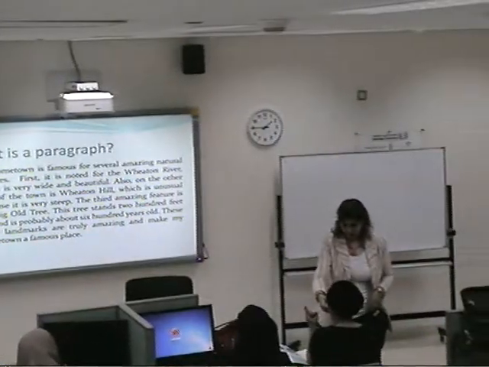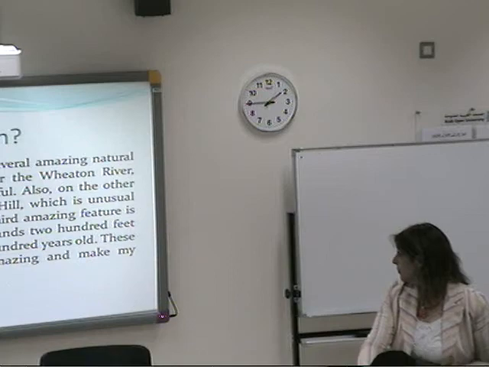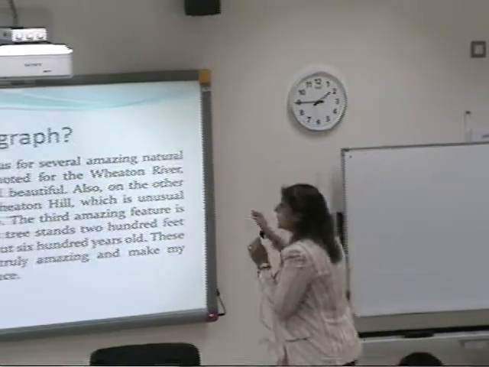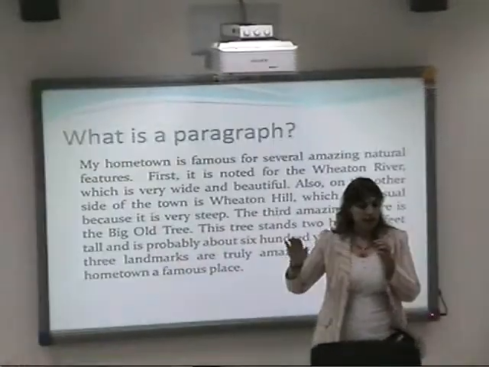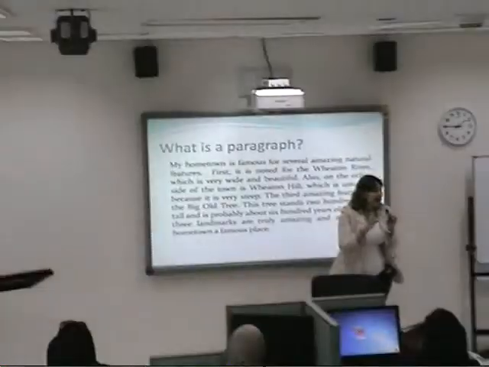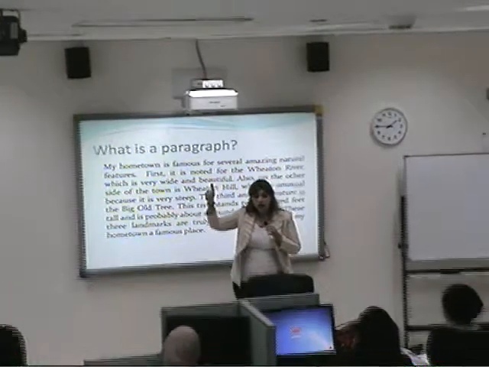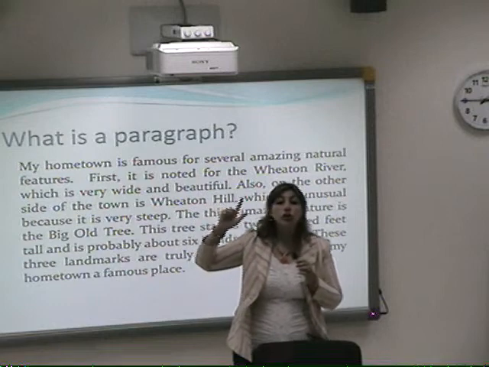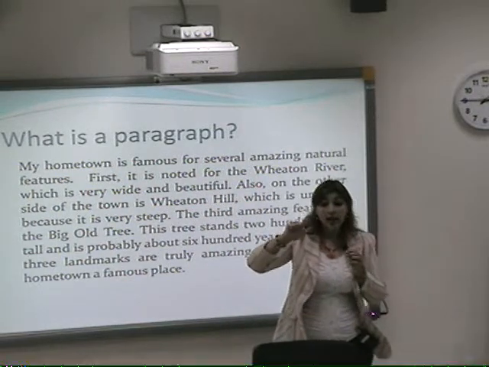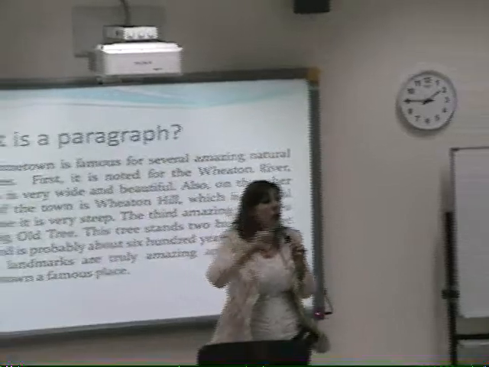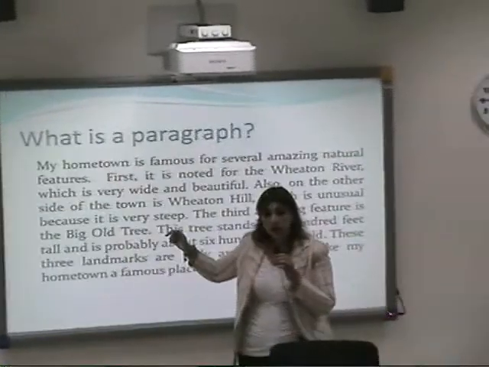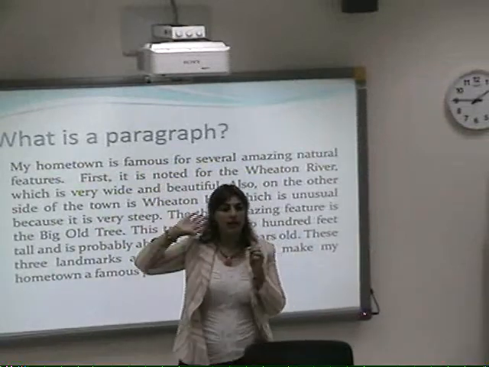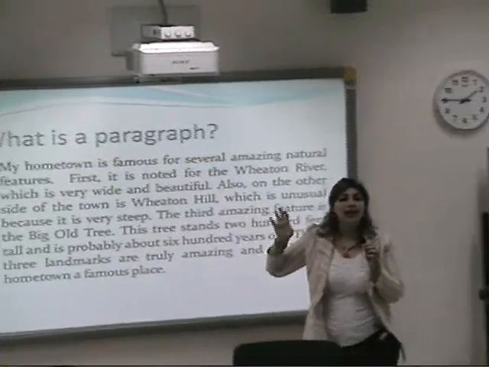The topic sentence is, my hometown is famous for several amazing natural features. Excellent. So the first sentence here is the topic sentence. And any topic sentence should contain the topic we are discussing, and the controlling ideas. The controlling ideas are the ideas that we are going to discuss as details. So here, where is the topic in this sentence? Hometown. Excellent. And where are the controlling ideas?